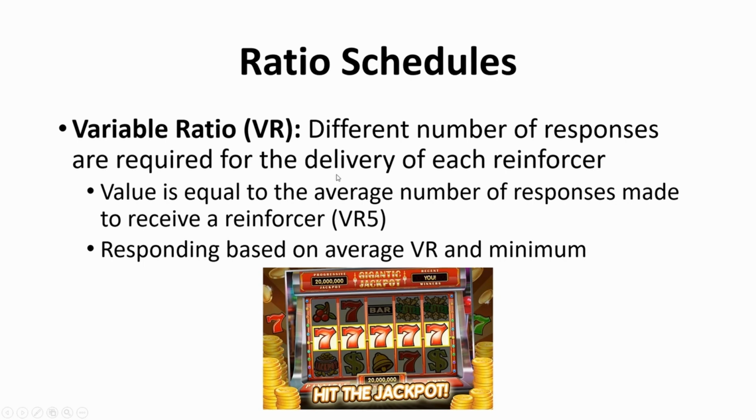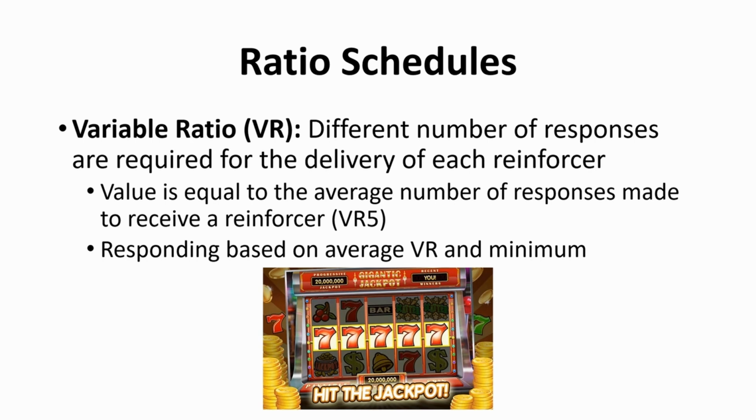All right, our next type of ratio schedule is a variable ratio schedule, or VR schedule. And this is where a different number of responses are required for the delivery of each reinforcer. So instead of our fixed ratio, the previous one, where there's a set number of responses that need to be made in order to get reinforcement, with a variable ratio, the number of responses that need to be made is variable. It's going to be changing and flexible.